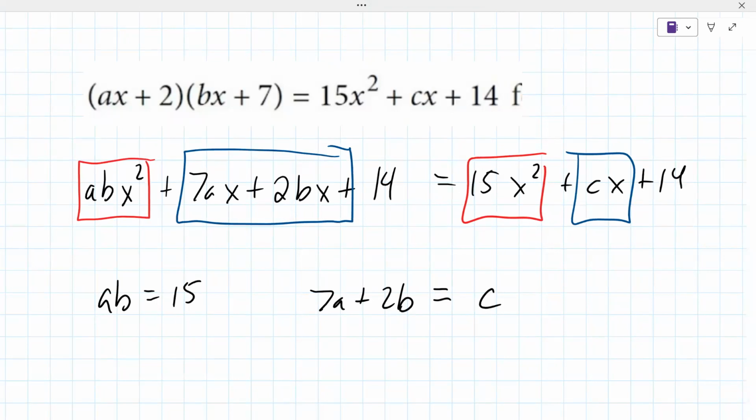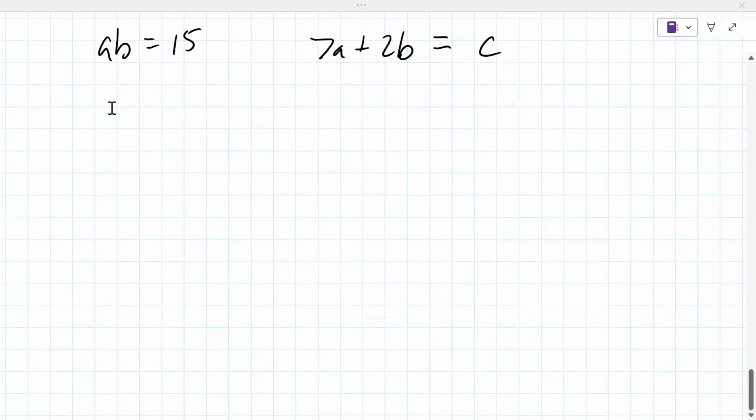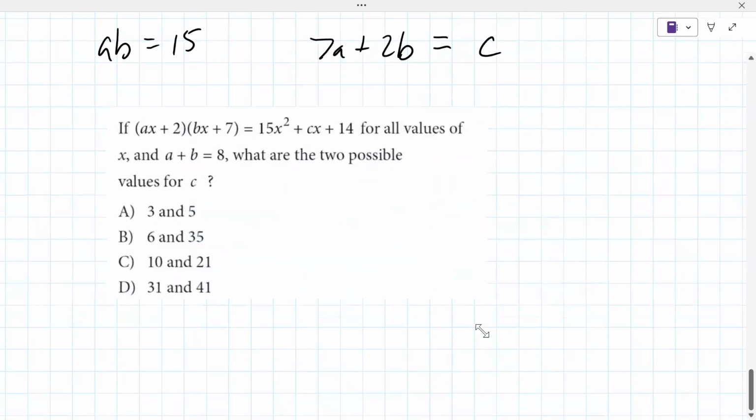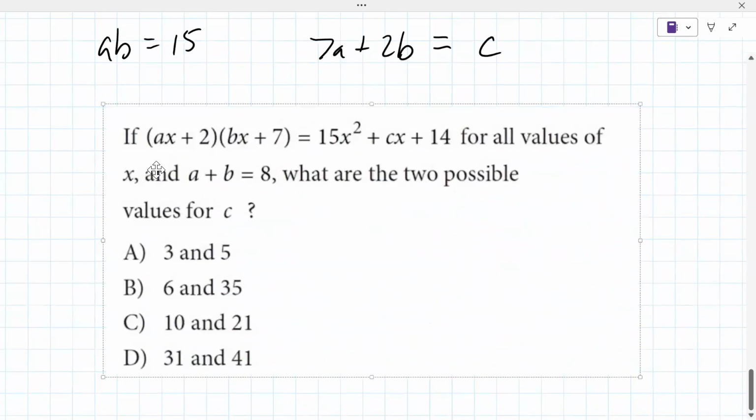Okay, now we have some additional information here that we can do the rest of the problem. This is going to combine some things that we've already done. So it says here that equation for all values of x and a plus b equals 8. What are the two possible values for c? So here's the correct way to do this problem: figure out two numbers that multiply to 15 but add to 8. What could those be? Multiply to 15 but add to 8.